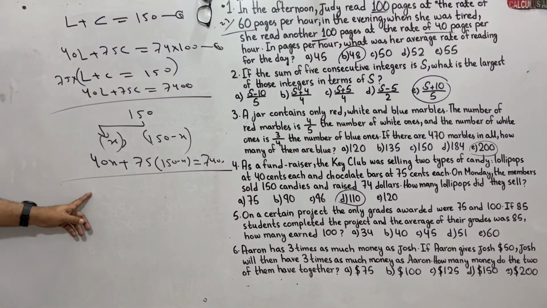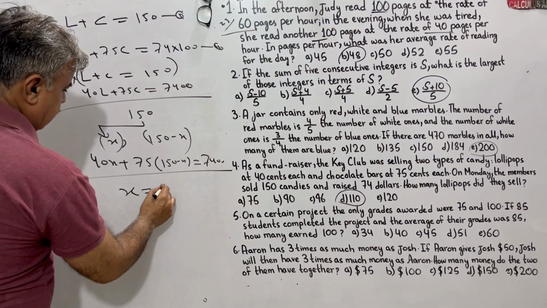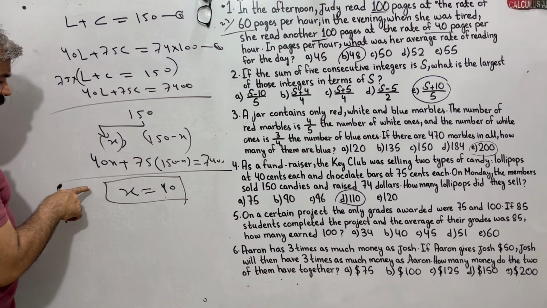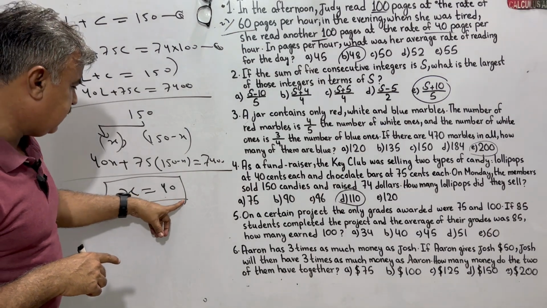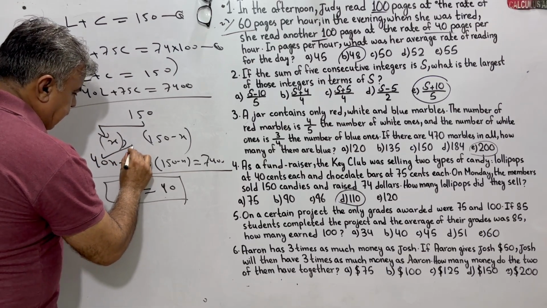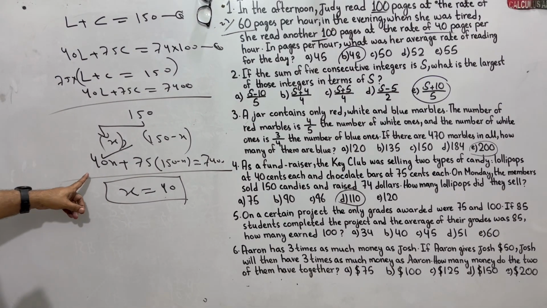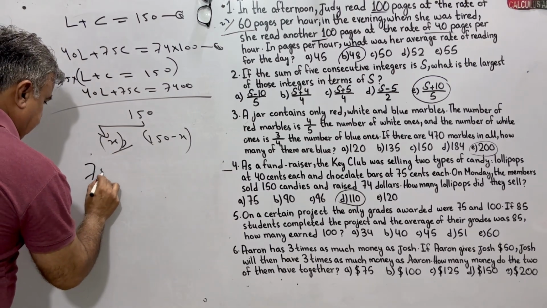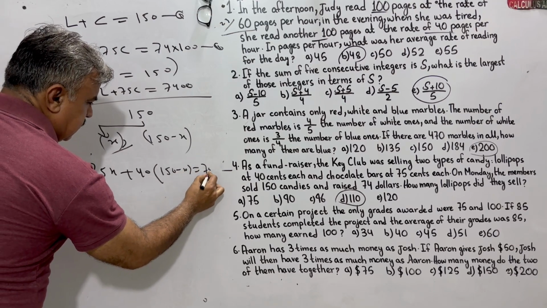We have just calculated x: x is 40 in that case. You can easily find x. You can solve it on your own. I have done it in that fashion in the previous frame, that is 75x plus 40 times 150 minus x is equal to 7400.